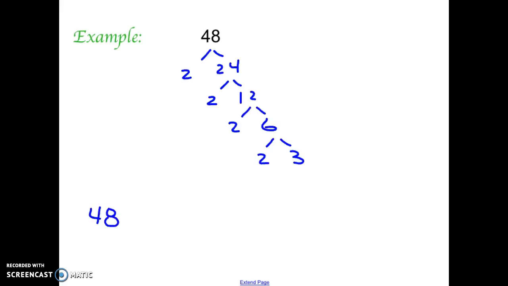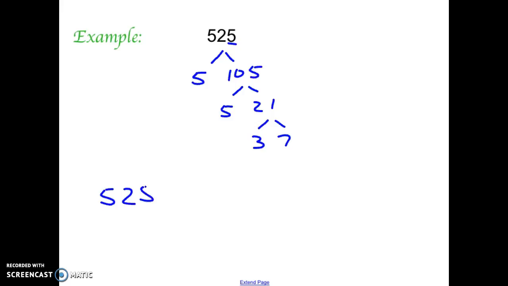So let's look at another example, 48. 48 once again is even. I know that's 2 times 24. We can then break the 24 down. That's going to be 2 times 12. 12 can be broken down to 2 times 6. And 6 breaks down into 2 times 3. Both are prime, so we are done. So the prime factorization for 48 is 2 times 2 times 2 times 2 times 3, using all the numbers we got as we broke it down.